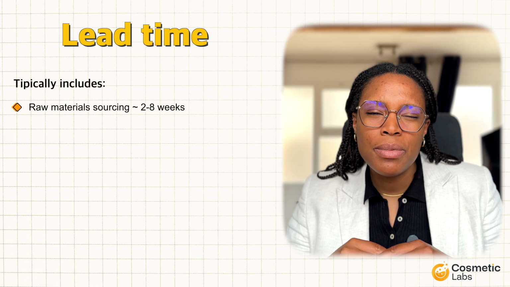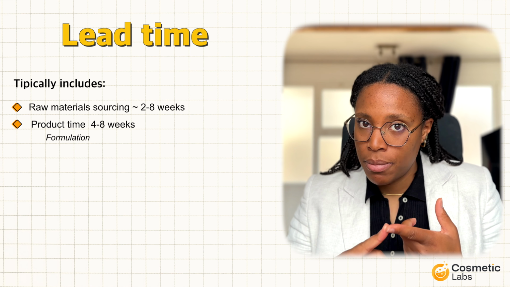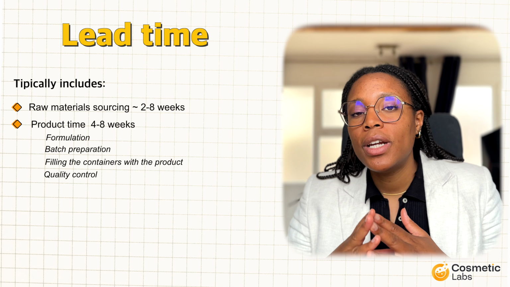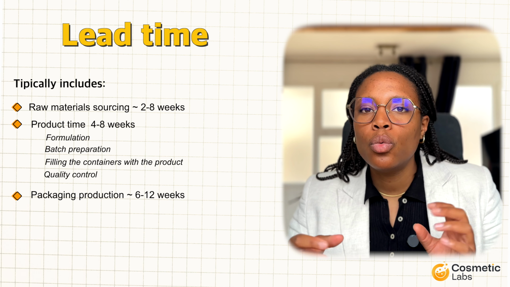It depends, of course, on the type of raw materials that you are looking for, because typical ingredients are usually in stock. But if you have natural or really specific ingredients that are quite rare, that may take longer to source. The production time is around 4 to 8 weeks. This includes the formulation, the batch preparation, the filling, and the quality control. Regarding the packaging production, it's around 6 to 12 weeks.